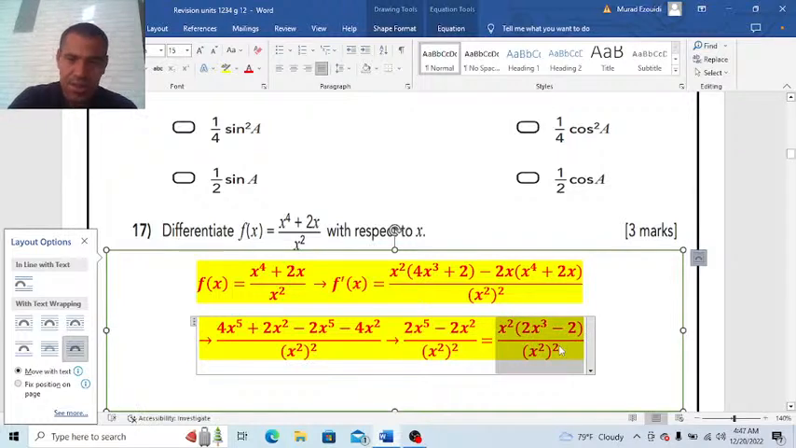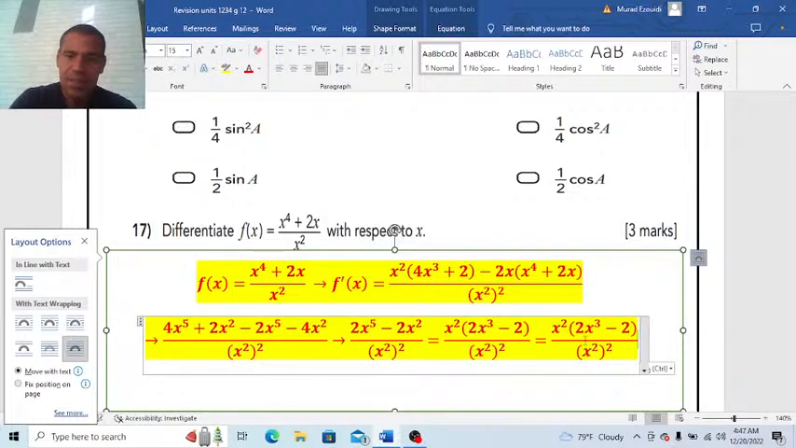So the last answer, learners, is equal to this.